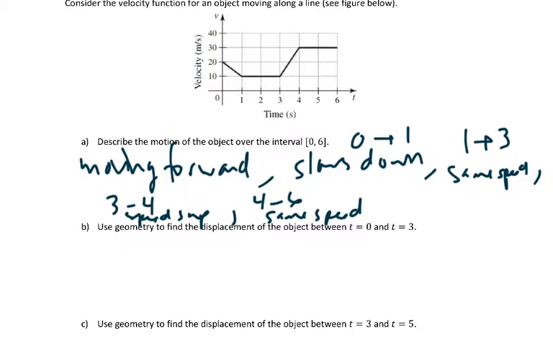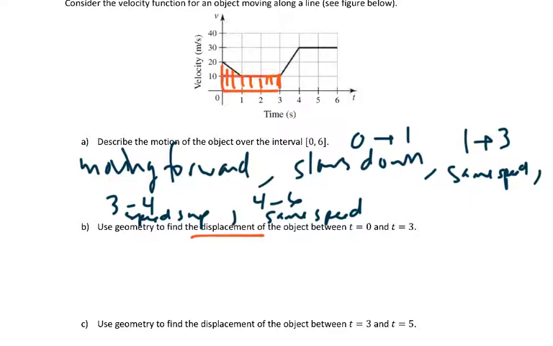Okay, it says use geometry to find the displacement of the object between t equals 0 and t equals 3. So the displacement of the object is sort of the distance that it travels. And to find the distance that it travels, I need to find the area underneath. So I'm trying to find that area. So I'm going to break it up into blocks.